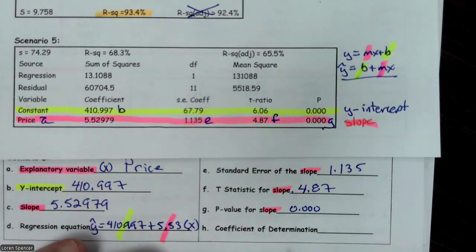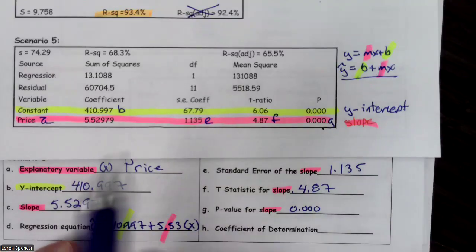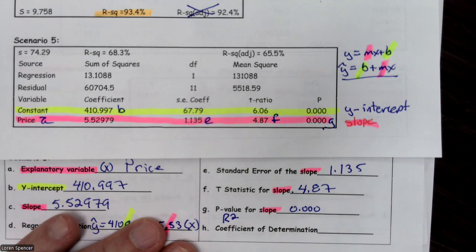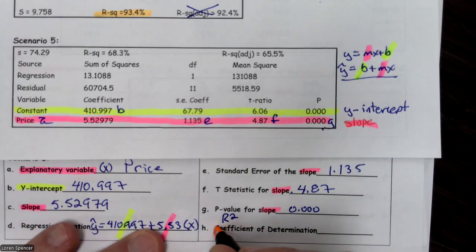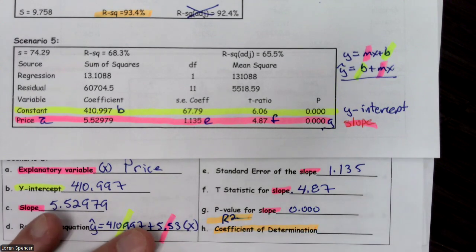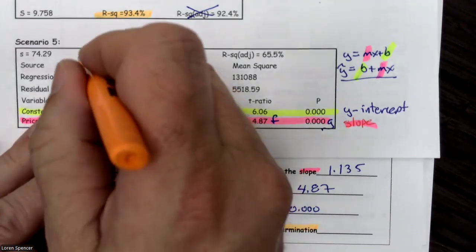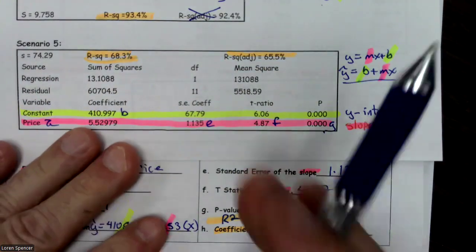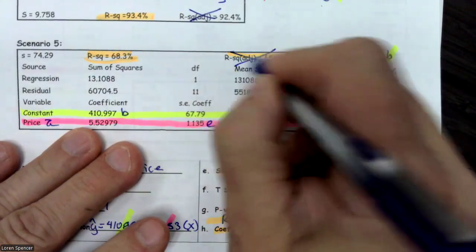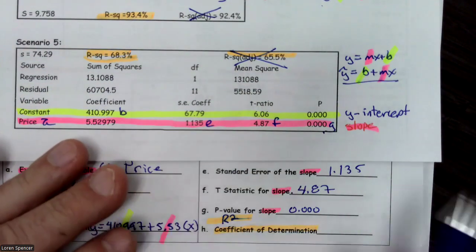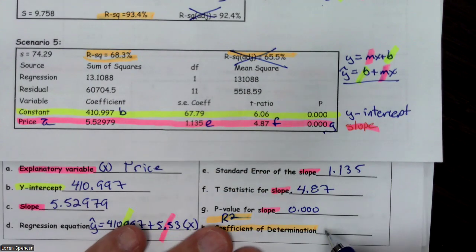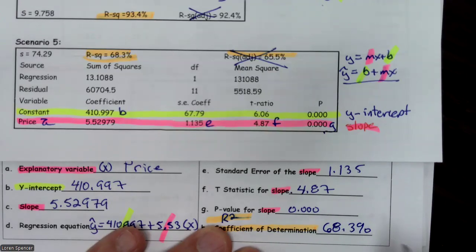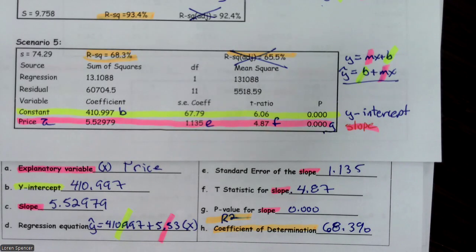And the last thing it asks for is the coefficient of determination, and I don't see that anywhere. But you have to remember coefficient of determination is our r squared. So I need to find r squared. Well, I happen to see two r squareds. But in this class, we will never use r squared adjusted, ever. We'll only use r squared. So in this case, we're looking at 68.3%.